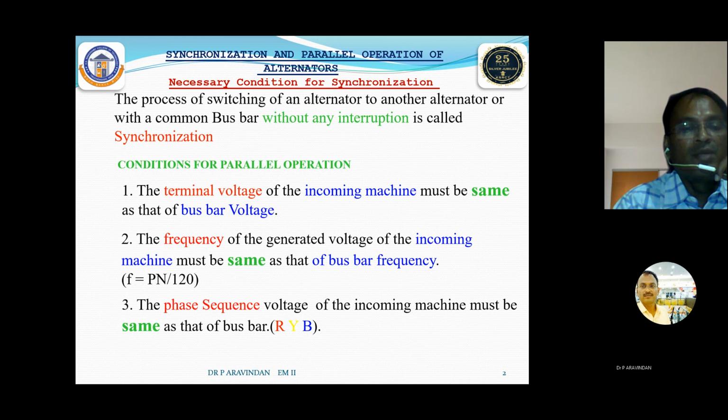The third one: the phase sequence of the voltages of the incoming machine must be the same as that of the bus bar voltage. The phase sequence is R followed by Y and then followed by B. This is called the phase sequence, and it should be equal for the incoming generator and the bus bar voltages.